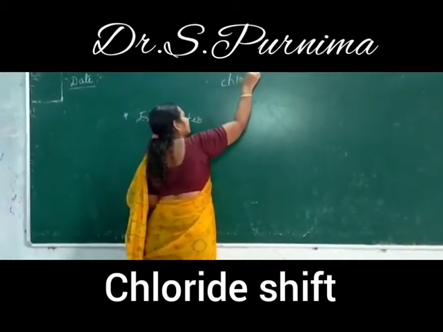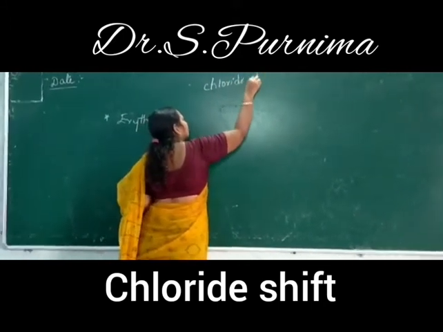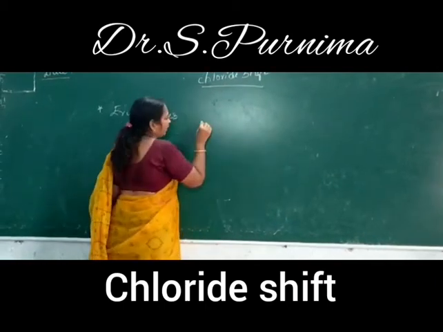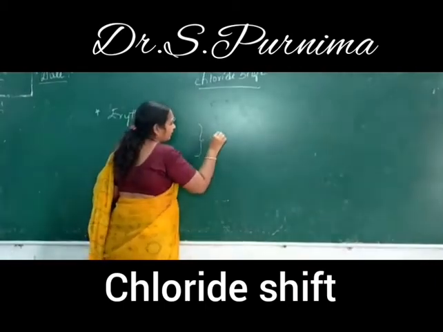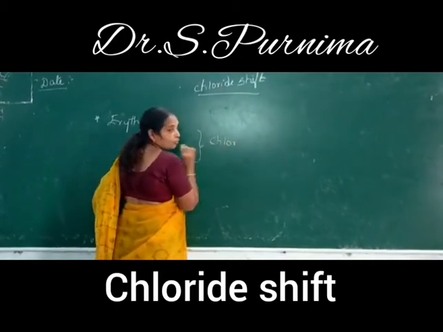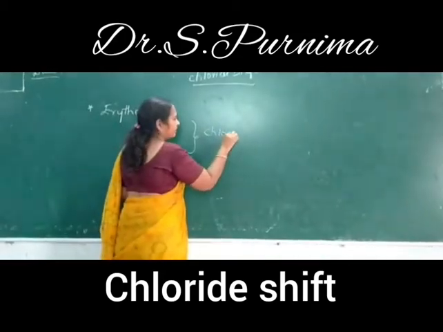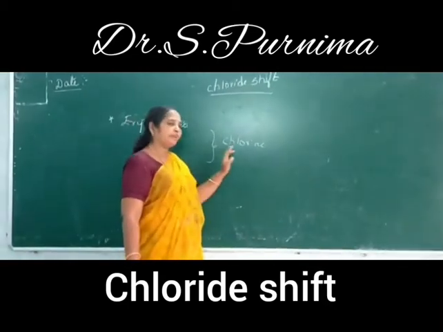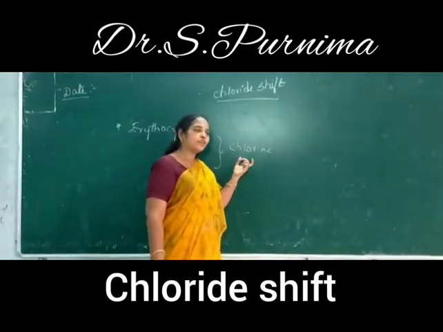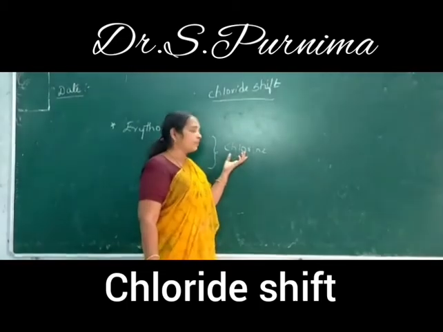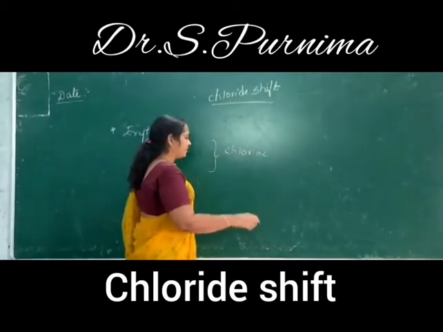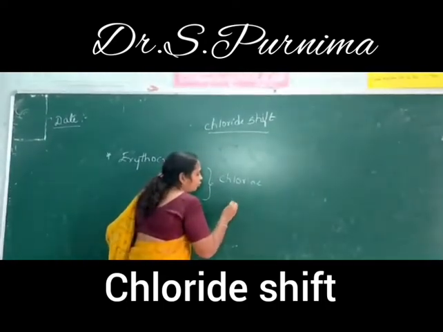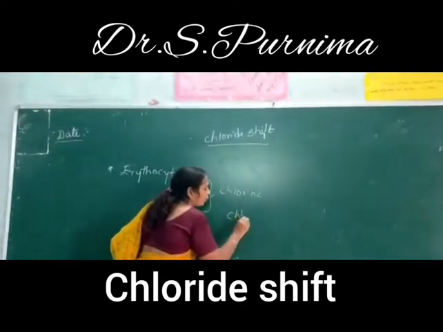chloride shift. So what is chloride shift? What is the difference between chlorine and chloride? Have you heard about chlorine anytime? Yes. We generally chlorinate our water. It is very helpful because it tries to kill the microorganisms. So chlorine exists as a gas. If you just remove one electron from that, it becomes chloride.